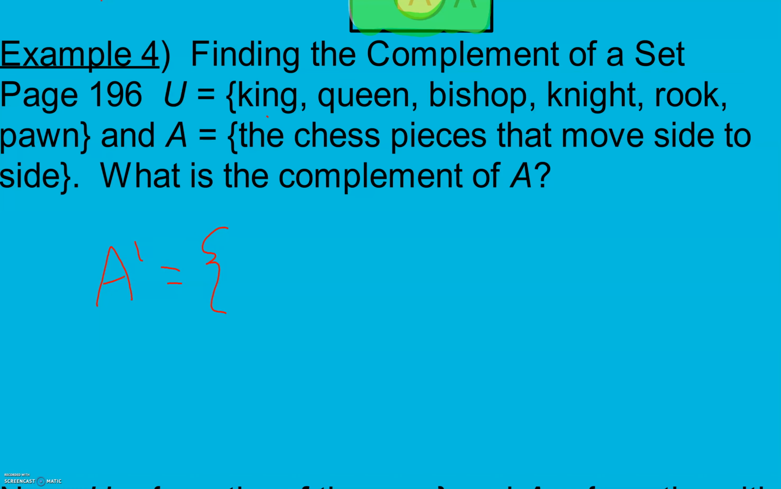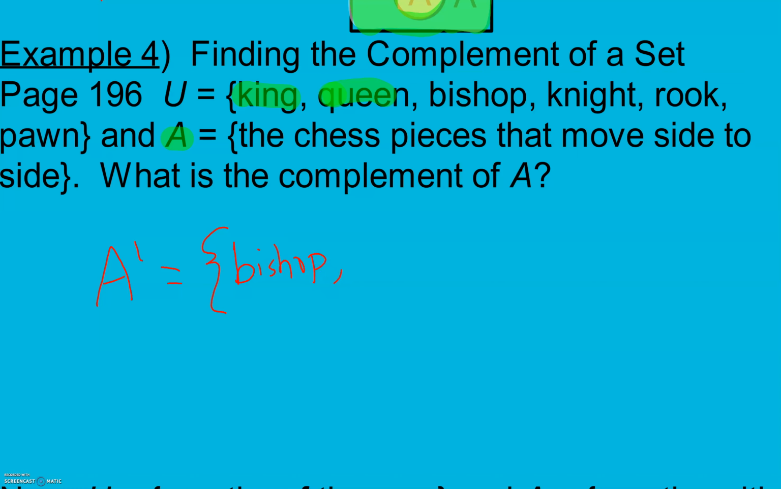So the king can move exactly one spot in each direction. Okay, exactly one spot in any direction. So the king can move side to side. That's an A. The queen can move any number of spots in any direction, so that can move side to side. That's an A. The bishop moves diagonally, so that is not a piece that moves side to side, which means it's in our complement.